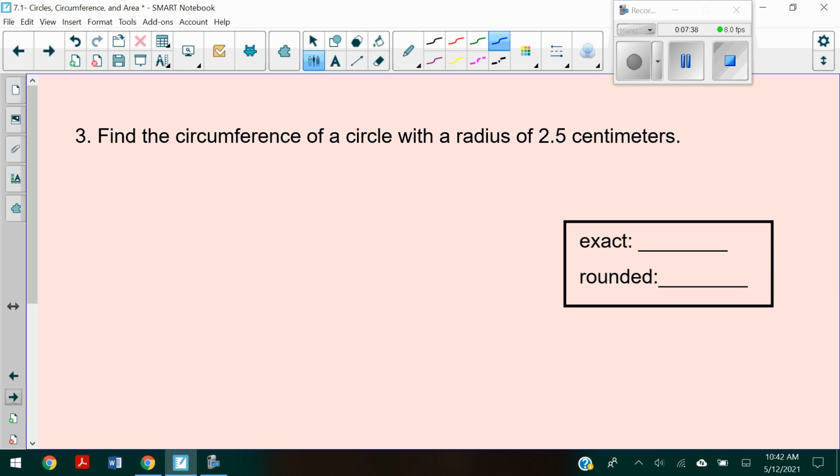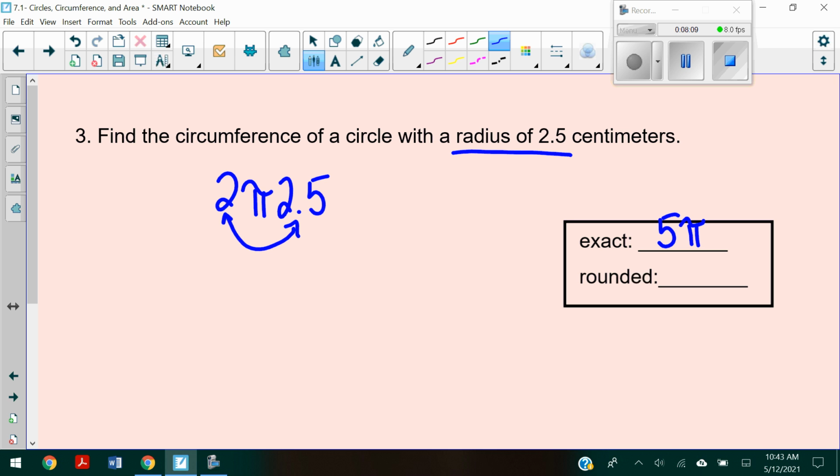All right, so find the circumference of a circle with a radius of 2.5 centimeters. So circumference formula, they give us the radius, so we might as well use our 2 pi r. And so I'm just going to plug in my 2.5 for that. Now it asks for exact and for rounded. So exact is when we leave pi in our answer. So we're going to take 2 times the 2.5 and we get 5 pi. That is an exact answer.